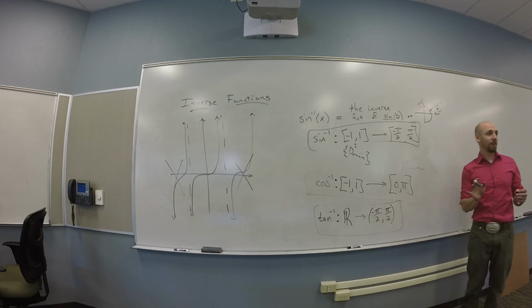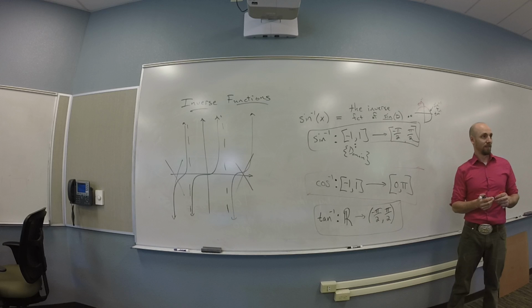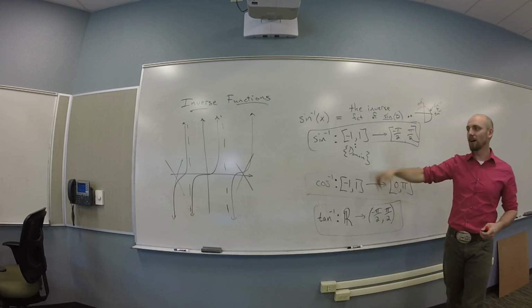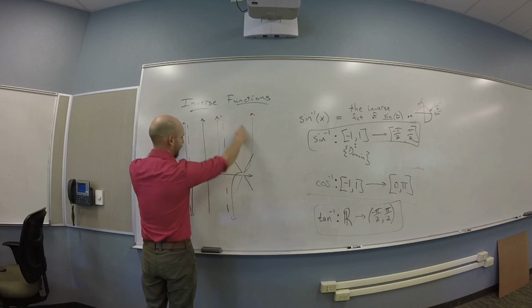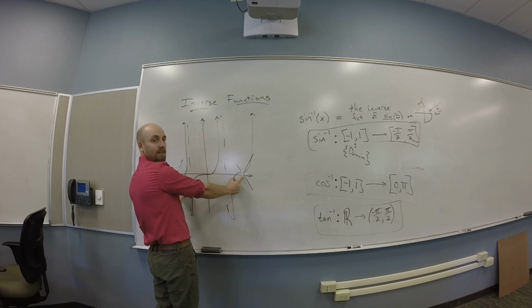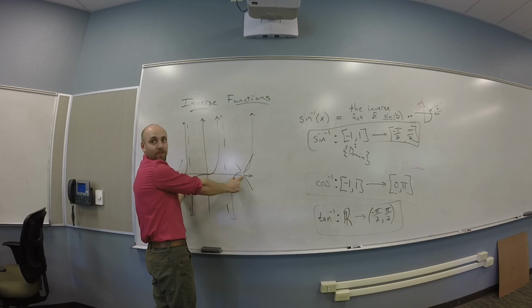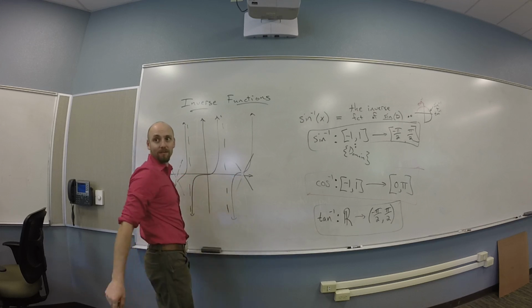I did have to restrict the domain, right? And when I restricted that domain, I cut a big chunk off. That would be these guys in here. Those halves of those two zebra stripes are the rest of the unit circle.